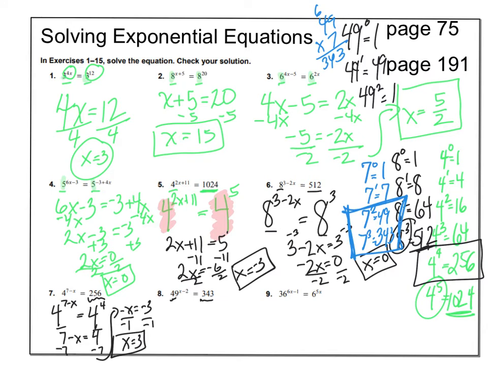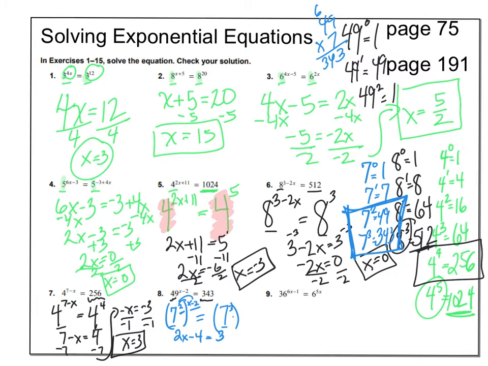So 49 is 7 to the second power, but my x minus 2 is out there, so I can't forget it. 343 is 7 to the third power, and there's nothing outside of there. So I'm going to multiply. Remember in class we did power of a power. Multiply 2 times x minus 2, so that will give me 2x minus 4 equals 3. My bases are the same, so my exponents are equal. And I got the 2x minus 4 by distributing.